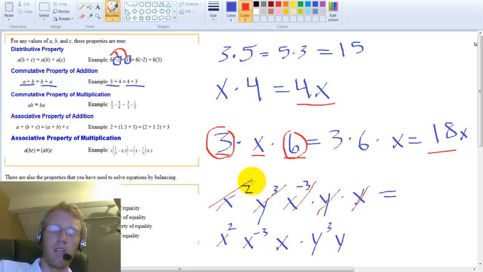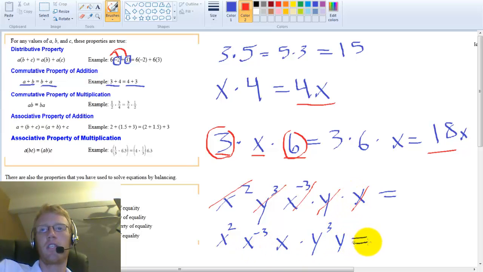It's kind of nice when you're rewriting an expression with a lot of terms to cross them out as you go, or underline them as you go, or circle them as you go. Something to allow yourself to prevent accidentally double counting something. So if you cross them out or circle them, you won't use them up twice.